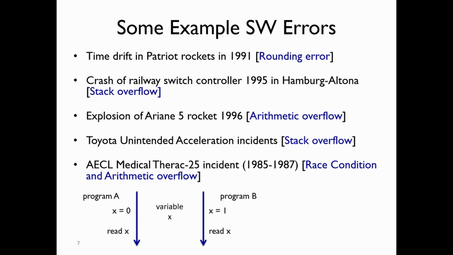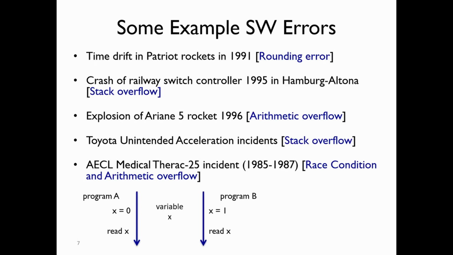The first example is the time drift in Patriot rockets in 1991, caused by a rounding error. Developers often think they are using real numbers, like you know them from high school. In fact, they are using floating point numbers, and their values deviate from the values of the real numbers the developer has in mind. Over the time of a long calculation, the differences between a calculation using real numbers and the same calculation using floating point numbers may become significant, and this difference led the Patriot rockets to miss their targets.